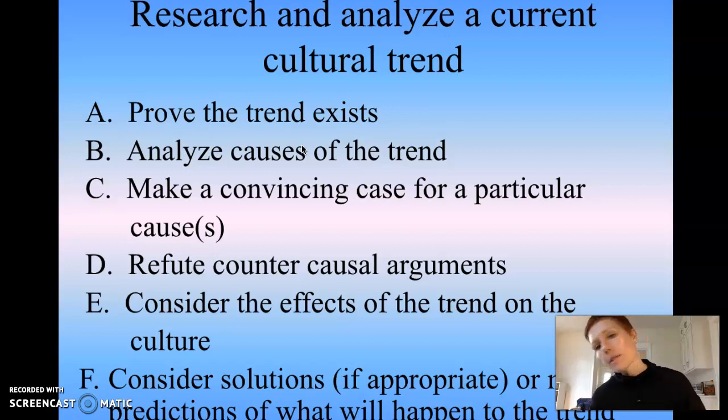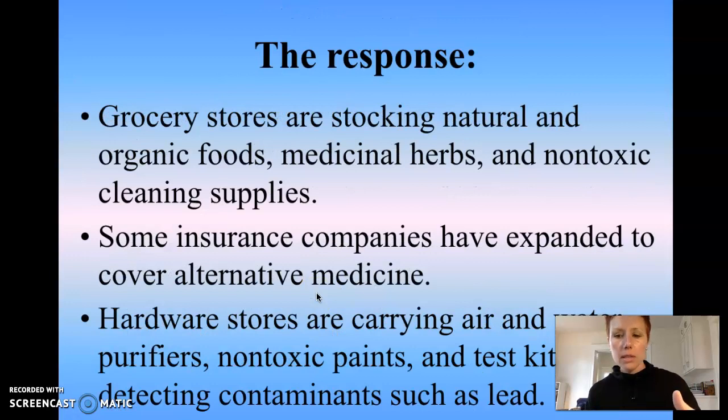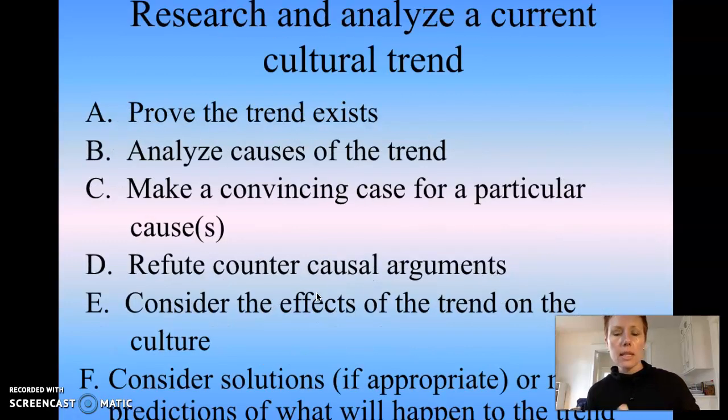The effects section is usually the largest section of this paper. What are the effects of the trend on culture? You're going to need sources that talk about the effects of it. And then consider the solutions, and then make predictions, like what are the predictions of the trend? And then you would talk about the counter trend too. That would be the last section. So those are the portions of the paper as we start hunting for sources next week.